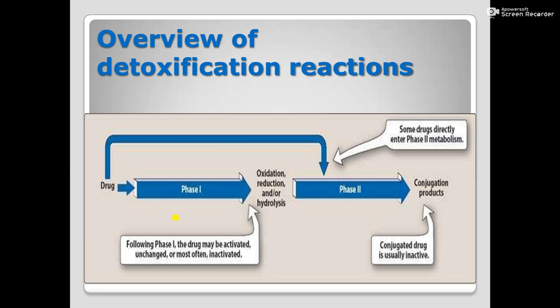While phase 2 reaction is very simple. In phase 2 reaction, the conjugation reaction occurs. Now what will happen in conjugation reaction? In conjugation reaction, the drugs that are usually inactive, or those drugs which are activated in phase 1 reaction, become less active, and then will be excreted in your bile from your body. In very simple words, some drugs can directly enter into the phase 2 metabolism. So it is not necessary for every drug.